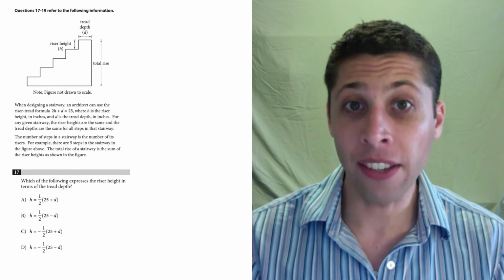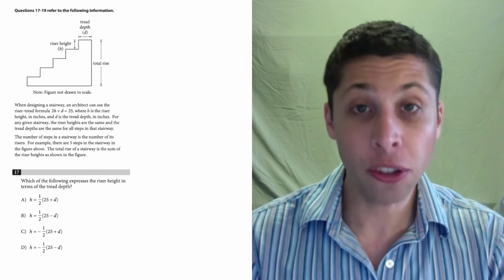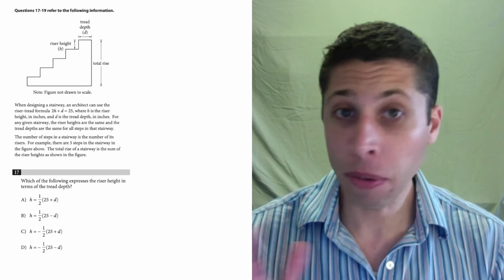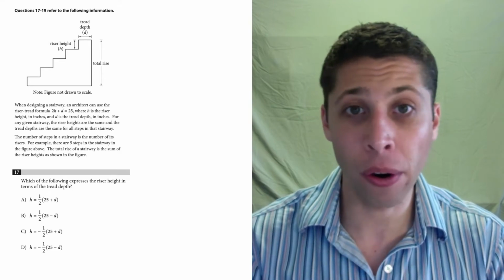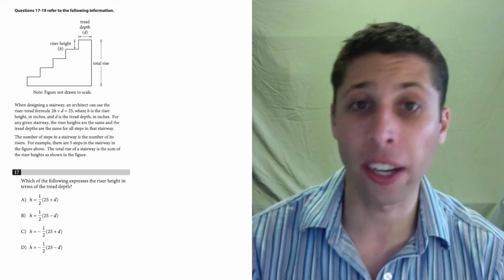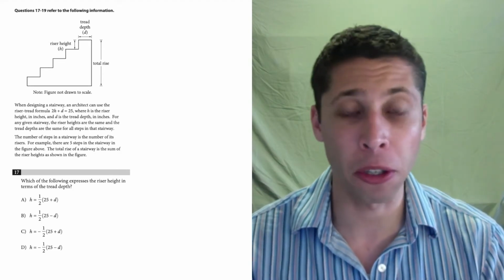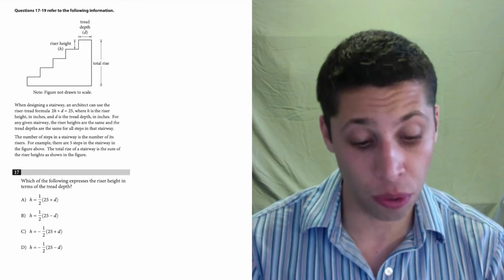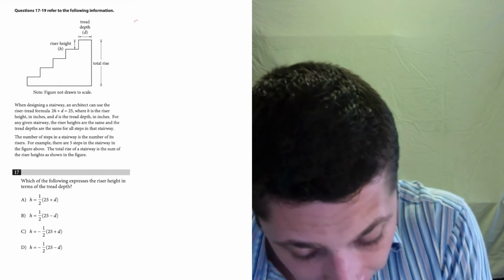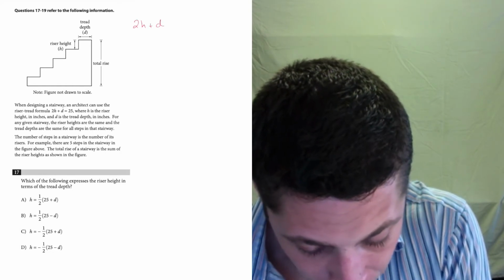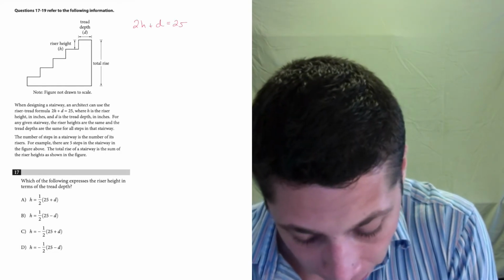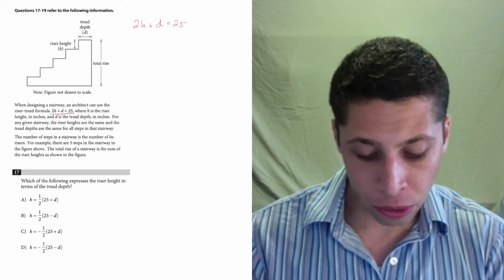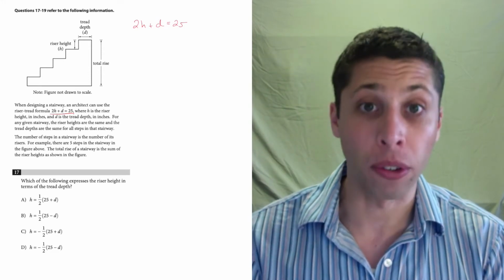This story is very confusing, but this question is not. Number 17 is really straightforward. In fact, they could have omitted the entire story and we'd basically still be able to do it. They're asking us to rearrange the formula that they gave us into a new form. So we should take this formula out of the story, 2h plus d equals 25, that's right here, and we're going to arrange it so that we have an h equals.